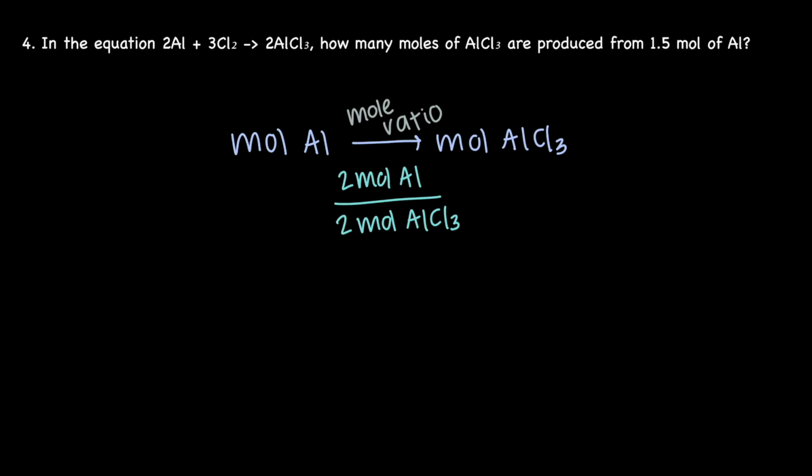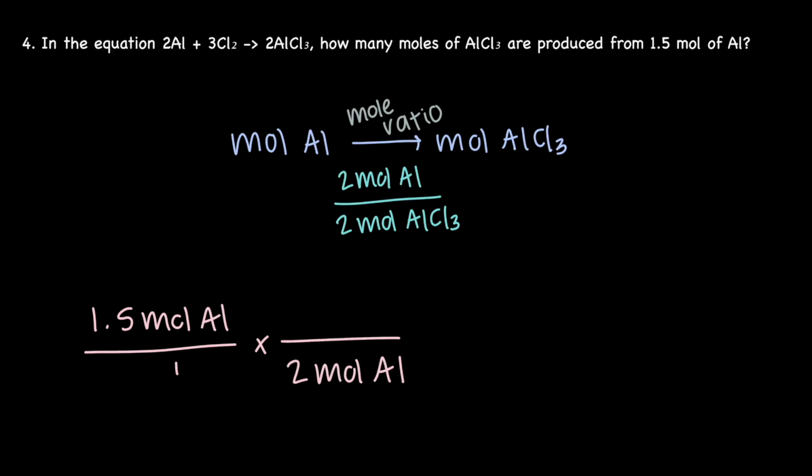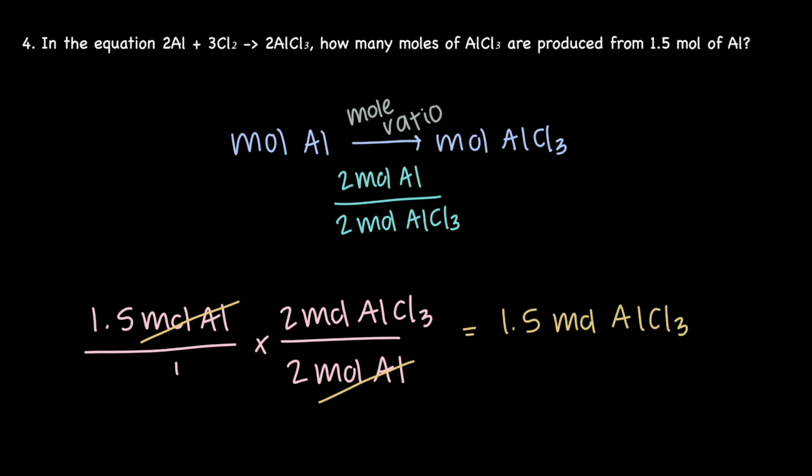Setting up all units to cancel, we start with 1.5 moles of aluminum over 1. In the next fraction, we put 2 moles of aluminum on the bottom and 2 moles of aluminum chloride on the top. Moles of aluminum cancel, and we are left with moles of aluminum chloride for the final answer. Multiplying and dividing the values, we get 1.5 moles of aluminum chloride.